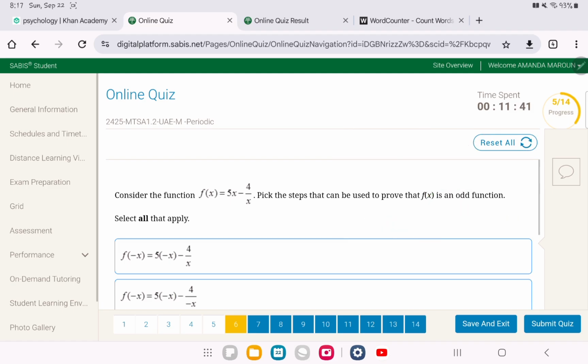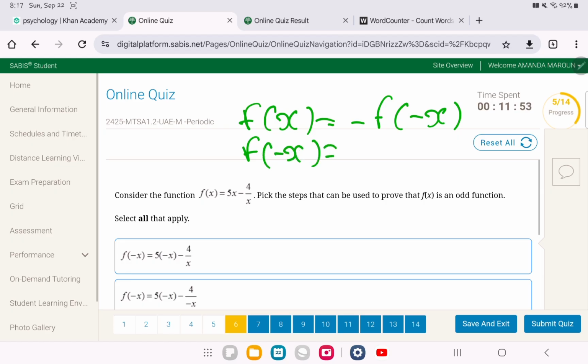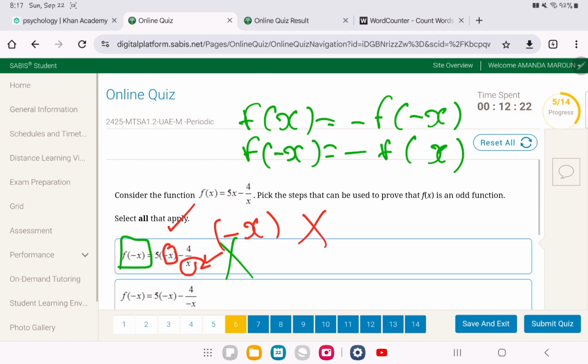Now they're telling us, consider this function. We need to prove that it is odd. So we said we're going to use either f(x) equals minus f(-x), or f(-x) is equal to minus f(x). Okay? So if we look at the options, we have f(-x) is equal to 5 minus x minus 4 over x. This is wrong. Why? Look, here we put minus x, so far we are correct. But here we kept it as x. We need to put it as minus x, so this one is wrong.